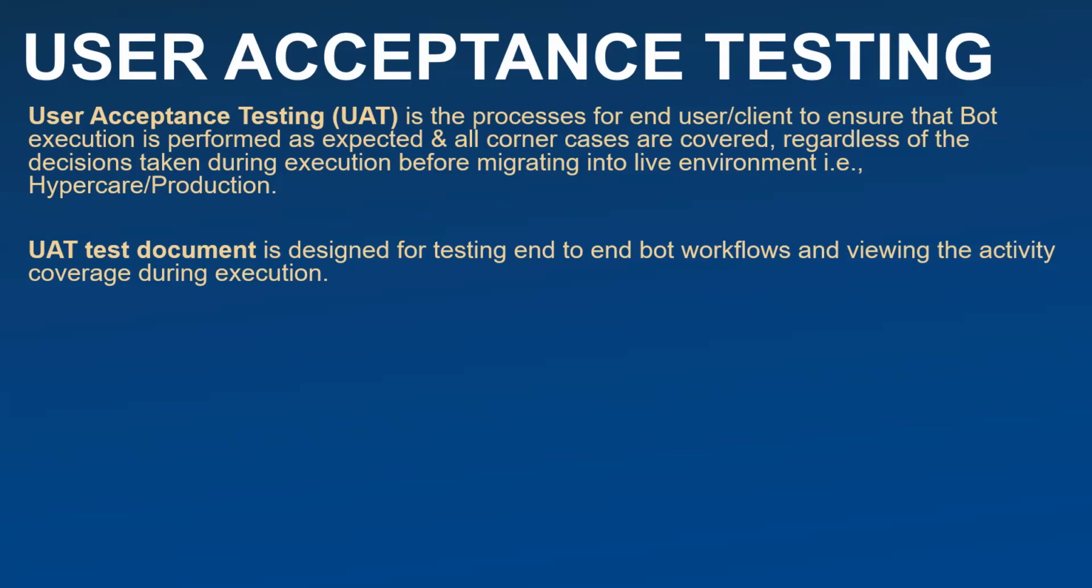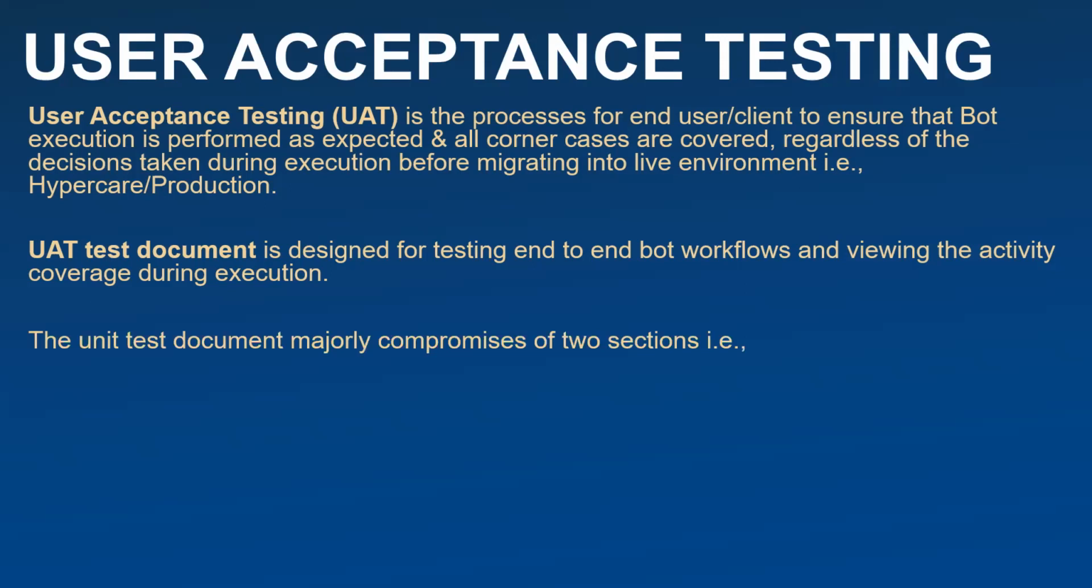Your UAT test document comprises all the workflows, all your business exceptions, and any other technical or functional exceptions, for example, the login part, which we discussed in unit testing as well. If your bot fails logging into the application twice, the third time it should not attempt the login, otherwise it will lock your bot account. Those kinds of scenarios are also part of the UAT test document, and the bot is validated alongside this document.